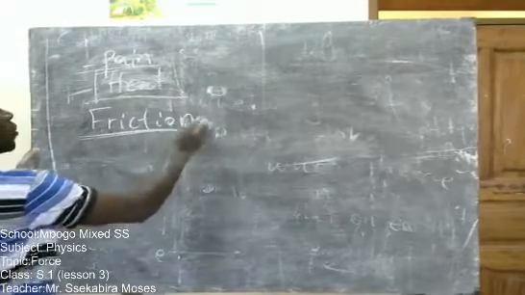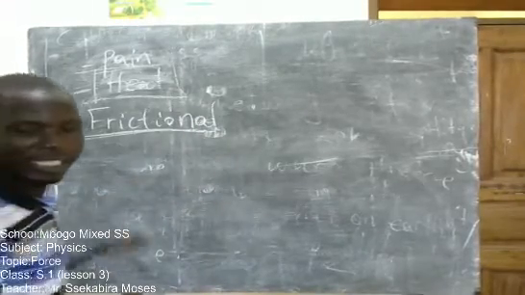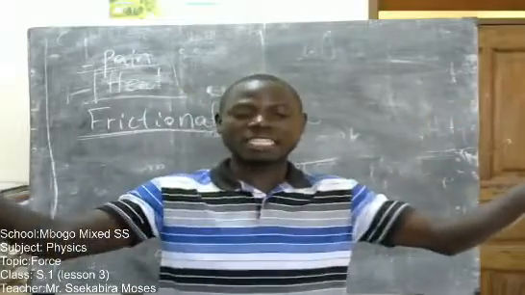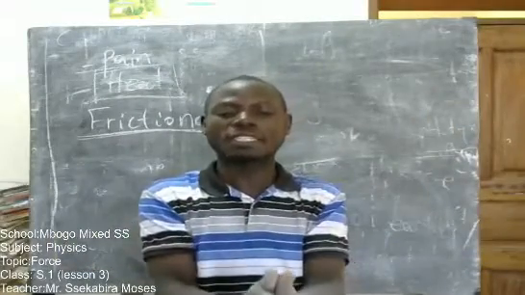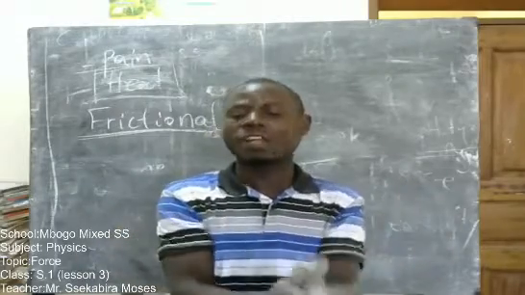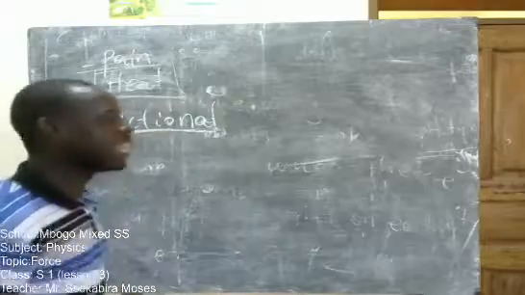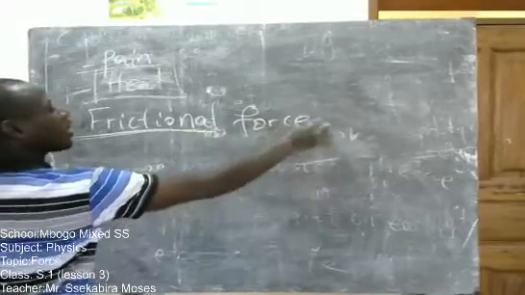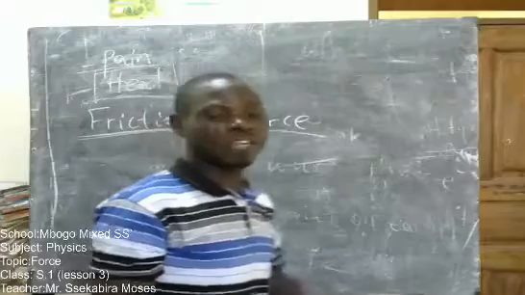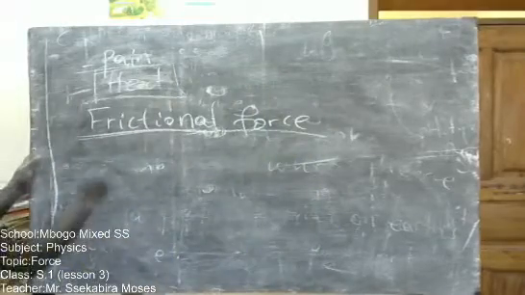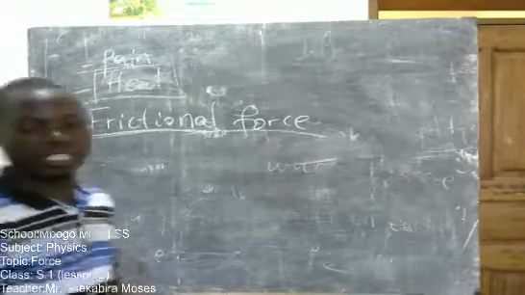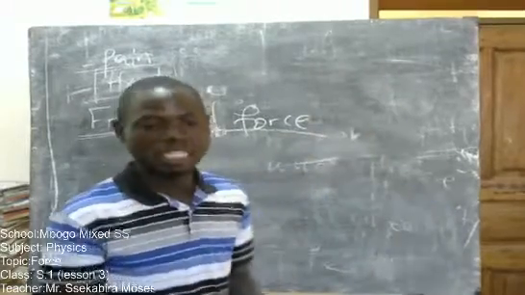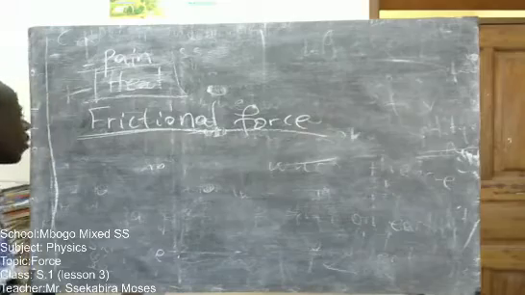One said that friction is the force that opposes the relative motion between two surfaces, and the surfaces must be in contact. Do not separate, but in contact. Friction is the force that opposes relative motion between two surfaces in contact. We are going to look at force in detail.